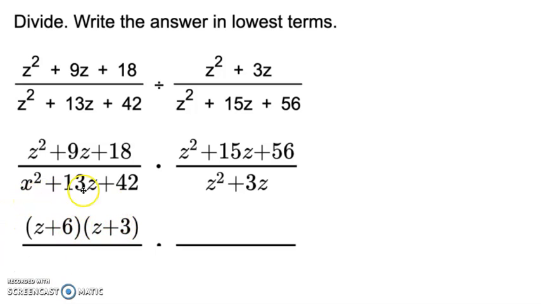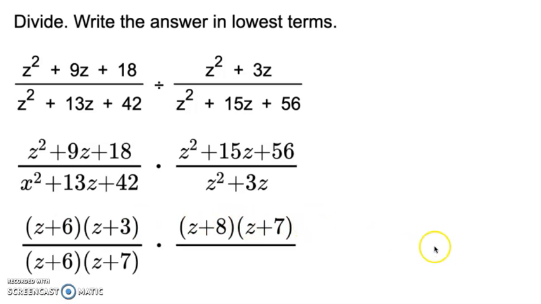Now factoring the denominator, two numbers that multiply to 42 but add up to 13 are going to be 6 and 7. So z plus 6 times z plus 7. Now factoring this numerator, two numbers that multiply to 56 but add up to 15 are 7 and 8. So z plus 8 times z plus 7. And for the denominator of the second one, we take out a GCF of z, so we'll have z times z plus 3.